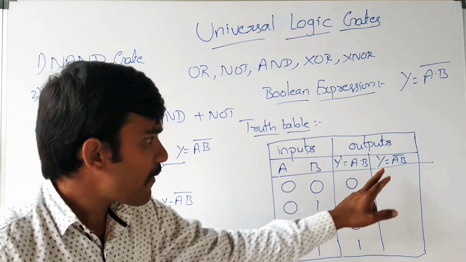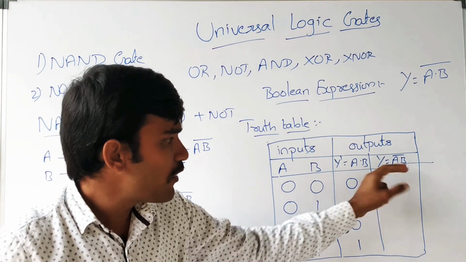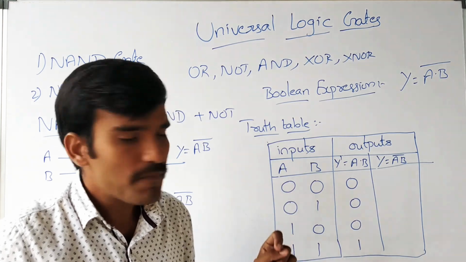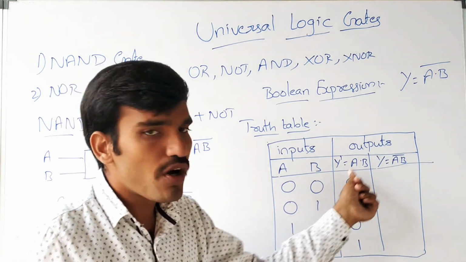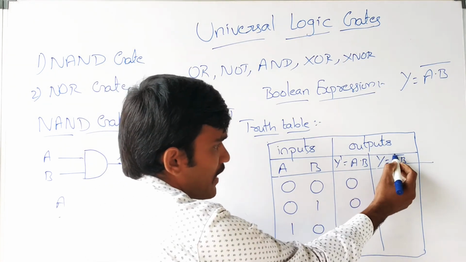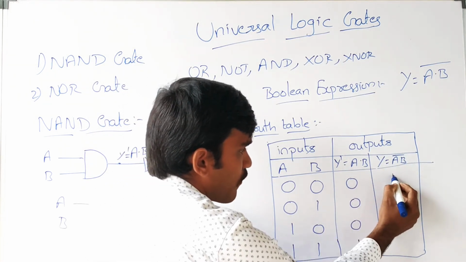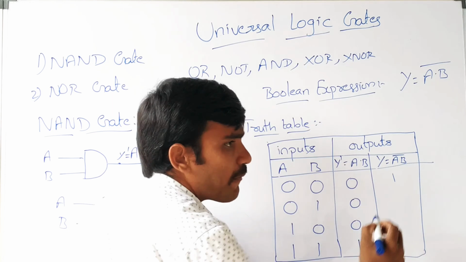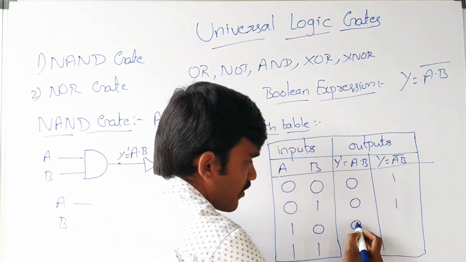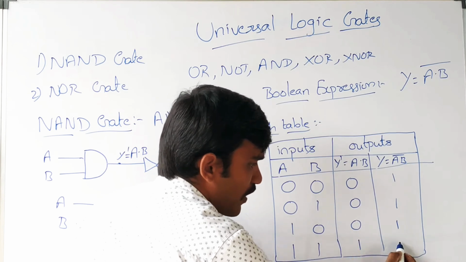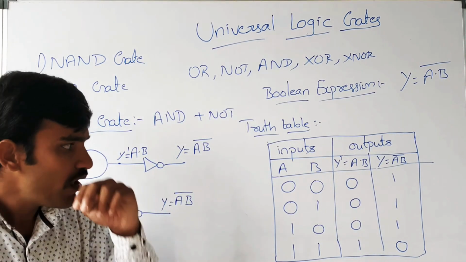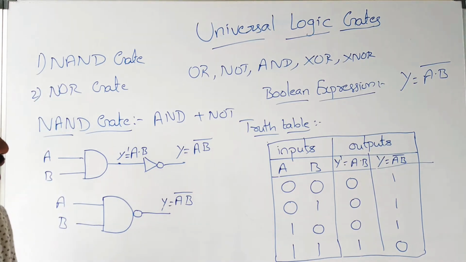Now Y is equal to AB whole bar. For this AB we have put the bar, and bar means NOT, that is complement. Complement means 0 becomes 1 and 1 becomes 0. So 0 gives 1, 0 gives 1, 0 gives 1, and 1 gives 0. This is the truth table. Now how can we define this NAND gate?